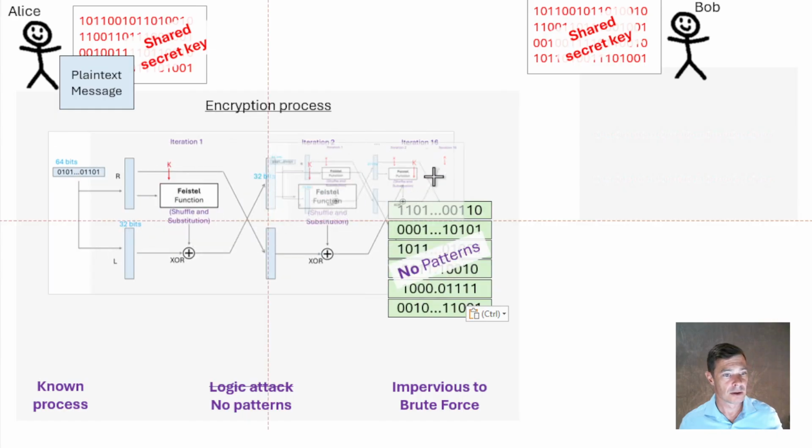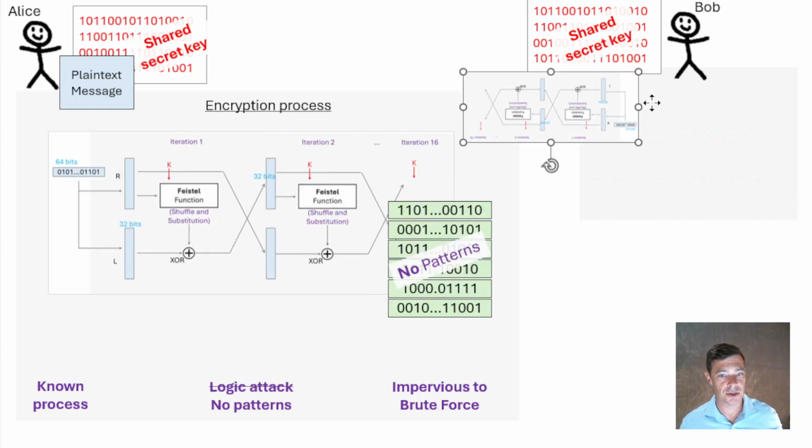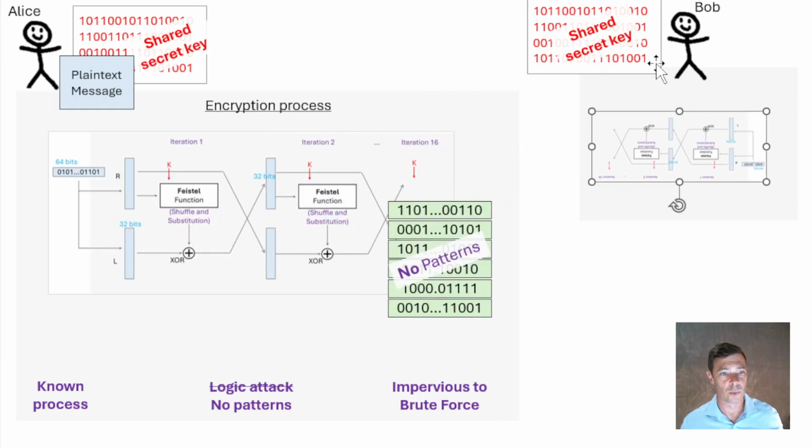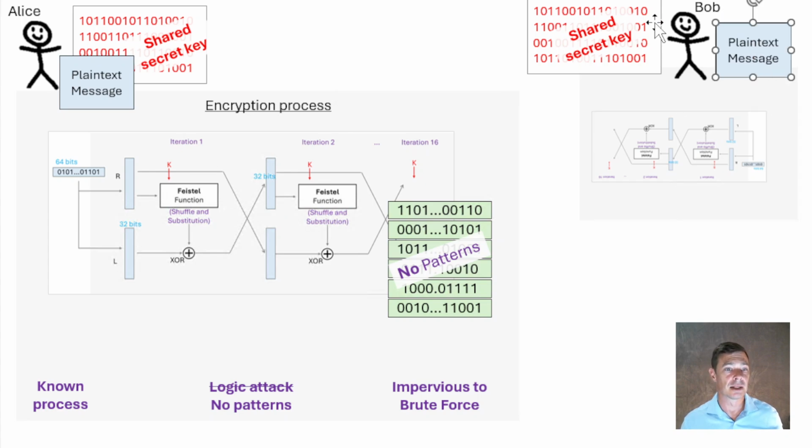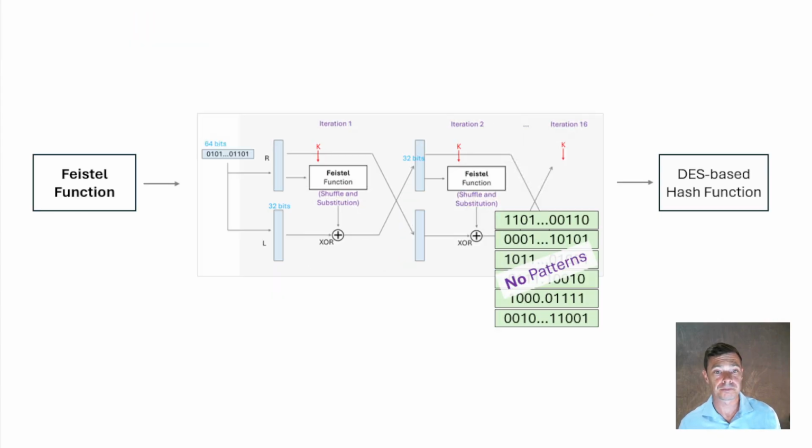Bob reverses the process, and with this shared secret key, he will recover the plain text. And this secret key is so large and random that it is impossible to exploit patterns, and it is impervious to brute force, ensuring no one else except the secret key holders can read the plain text.